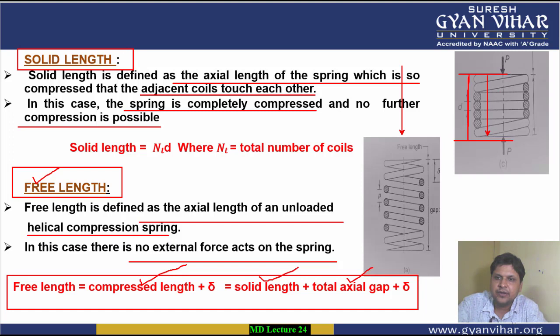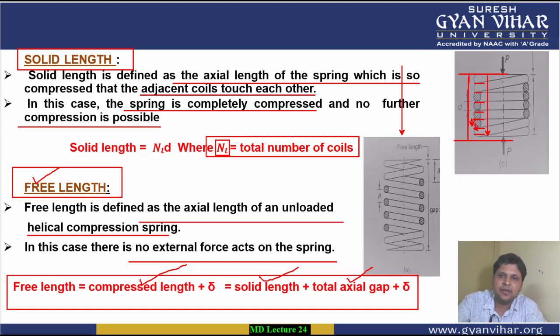So if the total number of coils of the spring is nt, with t in subscript, then what will be the total solid length? You all know these are the number of coils. As you can see, the total length will be equal to the diameter of the coil into the number of the total coils.